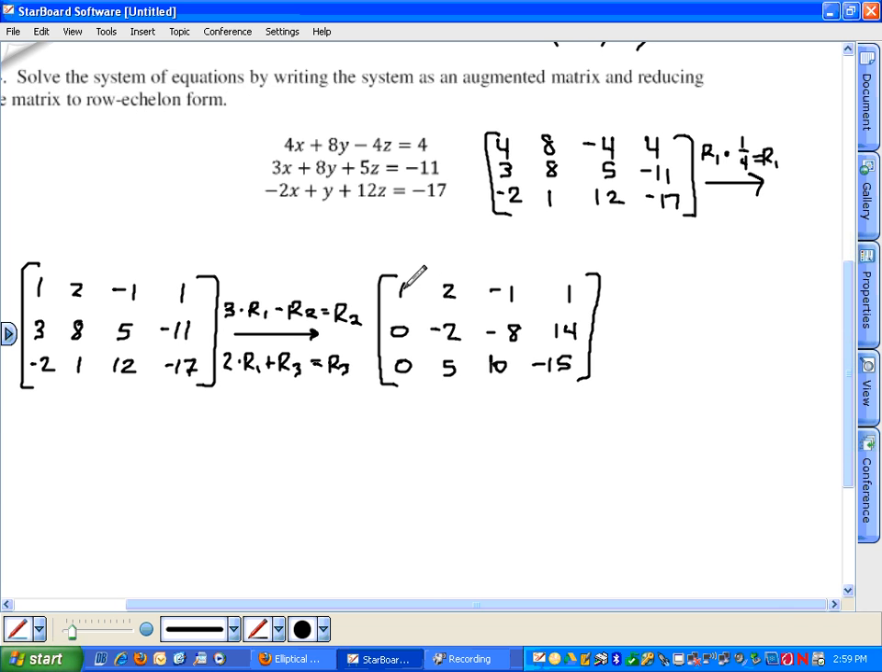Now that we have a leading entry of 1 and zeros beneath that, we look to the middle row here. This leading entry should be a 1. So if I take negative 1 half and times that by row 2, and have that equal row 2, negative 1 half is going to change this to a 1. If I times negative 2 by negative 1 half, that's going to result in a 1. So that middle row is going to become 0, 1, 4, and negative 7. Timesing by negative 1 half is the same as dividing by negative 2.